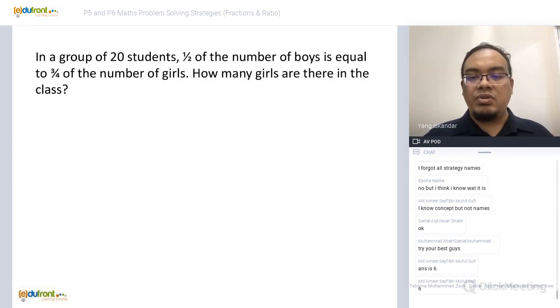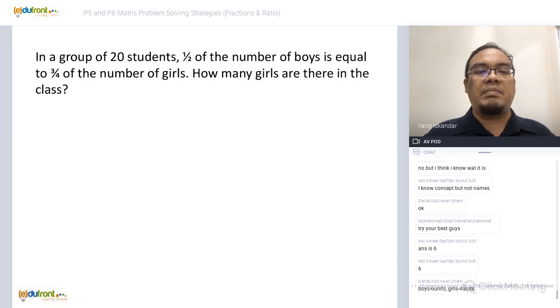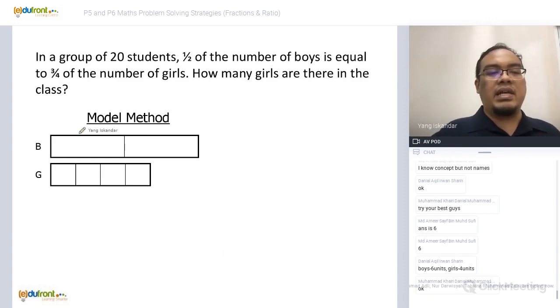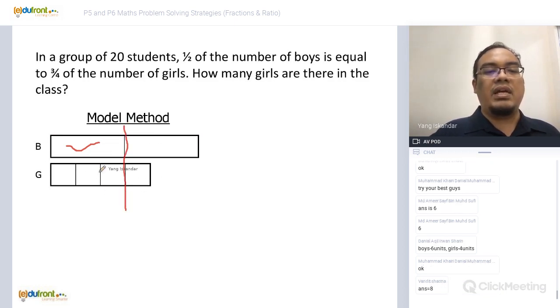So I'm going to show you using the model method first. How are you going to show this using the model method? Let's take a look. They tell you that half of the boys is equal to 3/4 of the girls. So for half, we draw a bar and cut it into two, and this half is equivalent to 3/4 of the girls. So 1, 2, 3, 4, and 3 parts here which are equal.